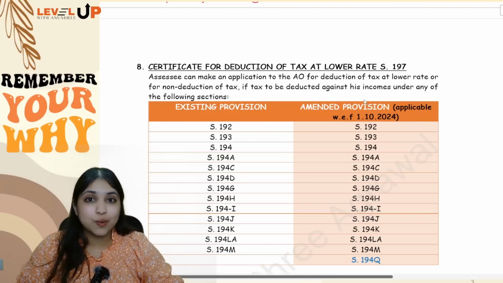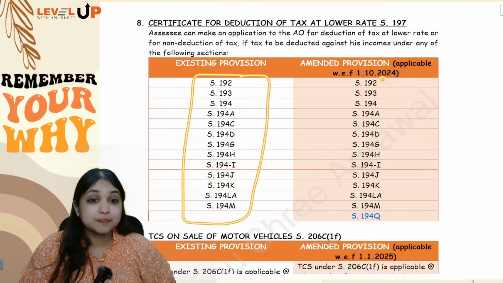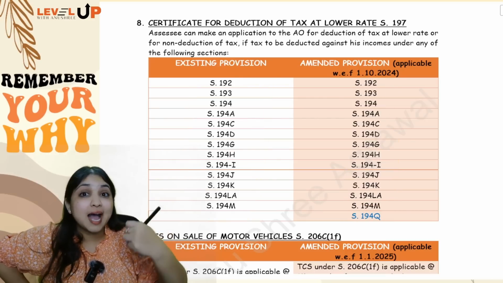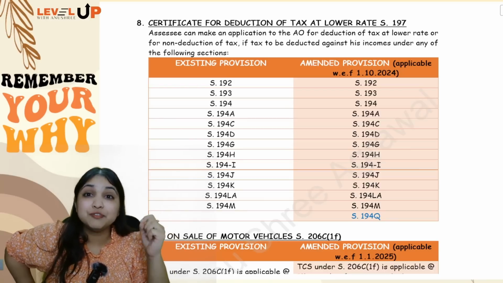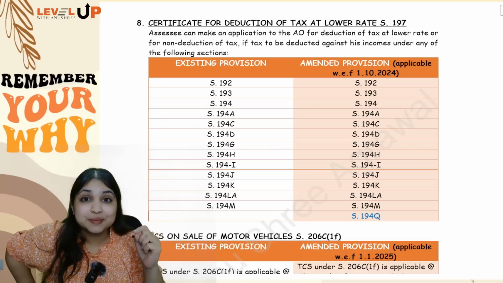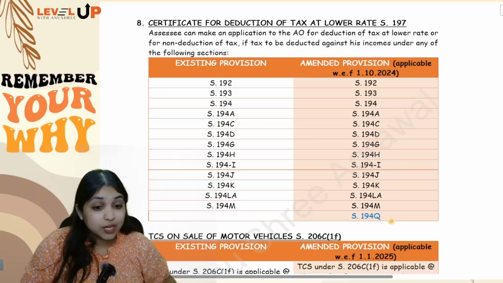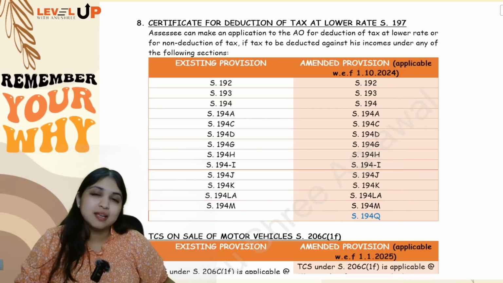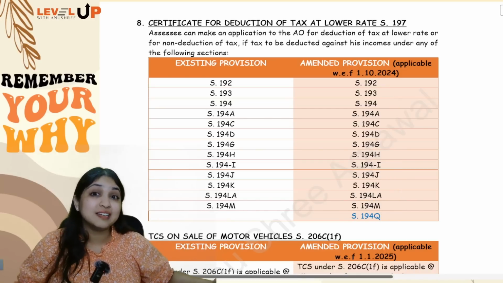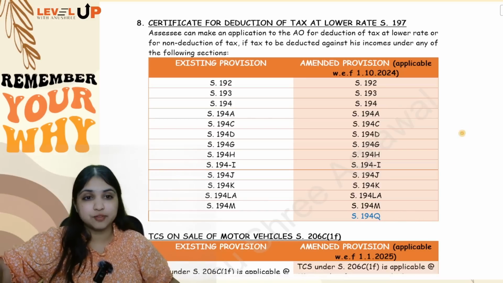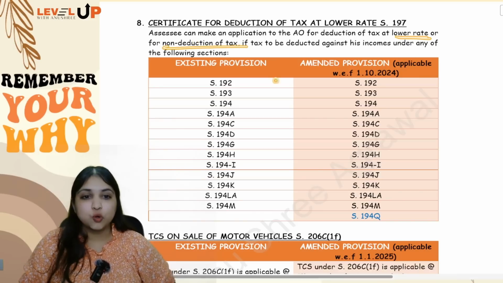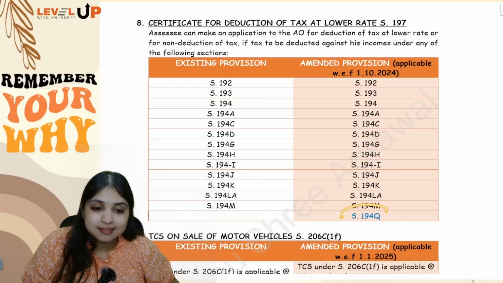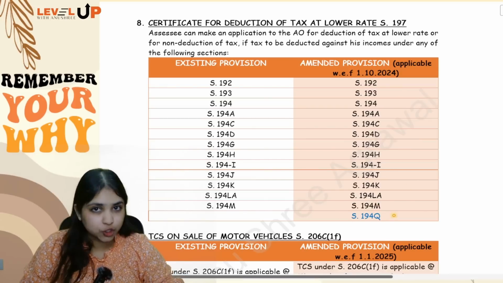Now this certificate I can request for only in some sections. In this list, they have added section 194Q. You remember 194Q, it applies when I purchase goods from a seller more than 50 lakh rupees in a year. Their 0.1% TDS is section 194Q. So if 194Q tax has to be deducted against me, and I think it will unnecessarily result in a refund, I can request the AO to give me a certificate for lower TDS or no TDS. The list of sections for which you can request for no TDS or lesser TDS has now been amended to include even 194Q.